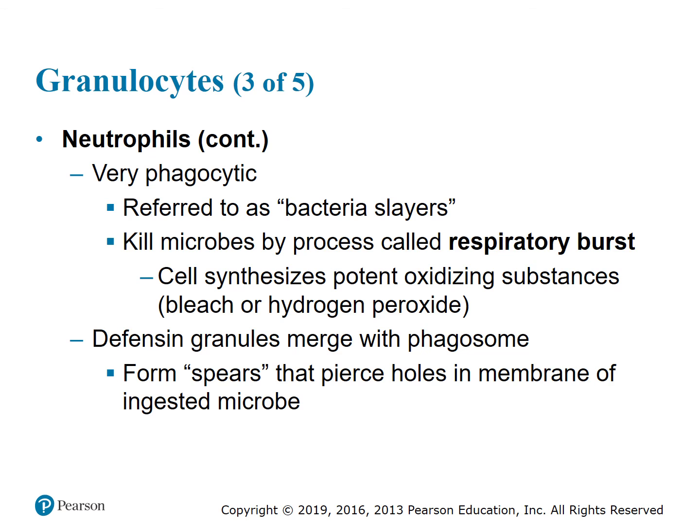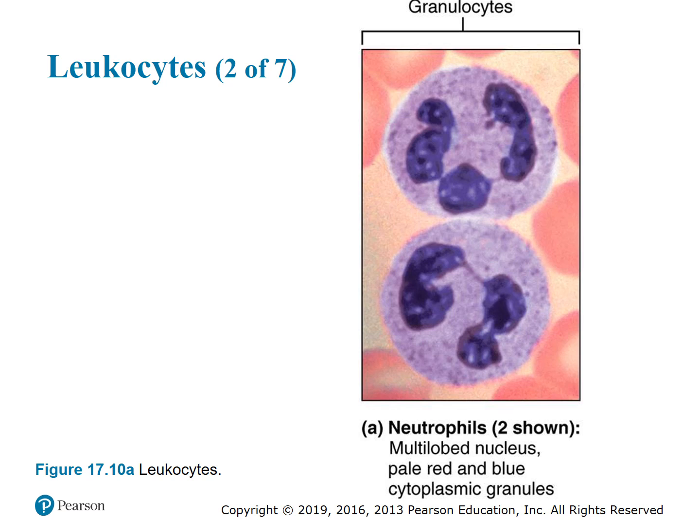Neutrophils are very phagocytic. They are referred to as bacteria slayers. They kill microbes by a process called respiratory burst. The cell synthesizes a potent oxidizing substance, bleach or hydrogen peroxide, and then the defensin granules merge with the phagosome and form spears that pierce holes in the membrane of ingested microbes. Here again is a picture of neutrophils. Notice the multi-lobed nucleus, they're very large cells, and the pale red and blue cytoplasmic granules.